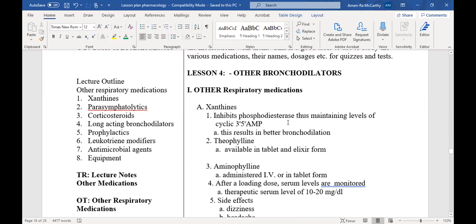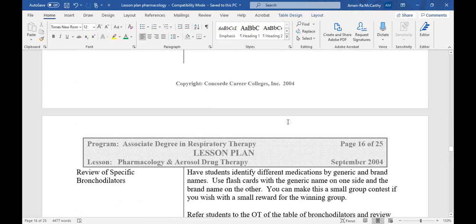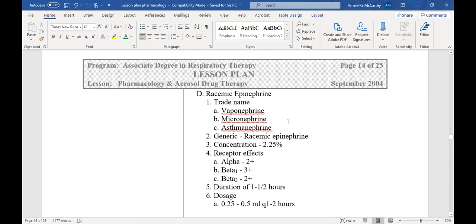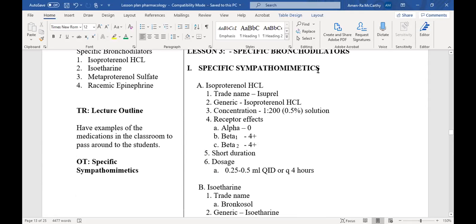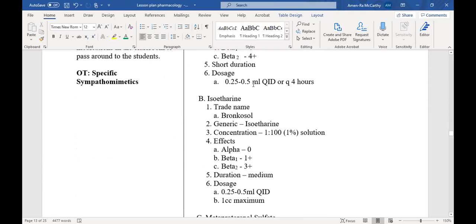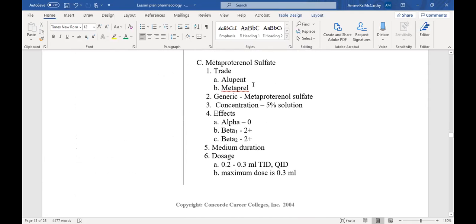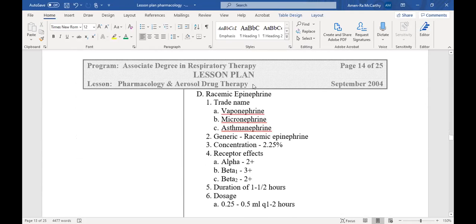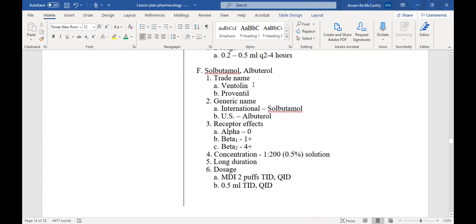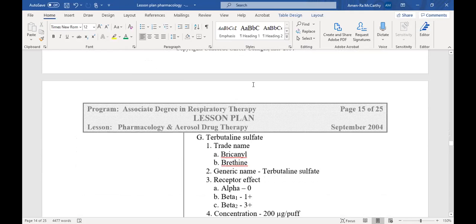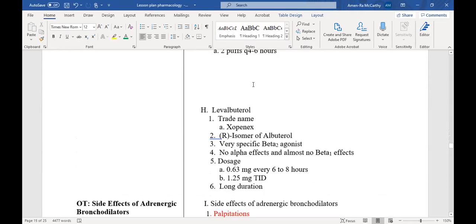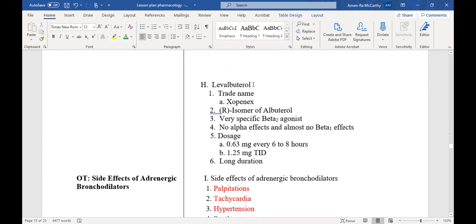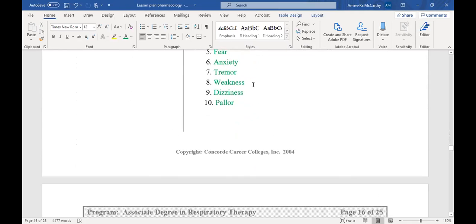All right. Now, these drugs are the specific sympathomimetics. These are the ones we're going to use the most, the specific ones that you got to memorize. Isoproterenol, isoetharine, metaproterenol sulfate, racemic epinephrine, epinephrine, salbutamol, which is albuterol, terbutaline sulfate, and finally levalbuterol, which is Xopenex. And these are the side effects.